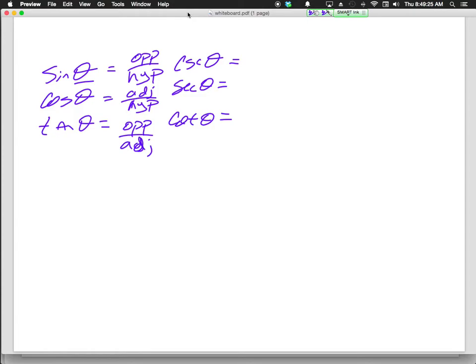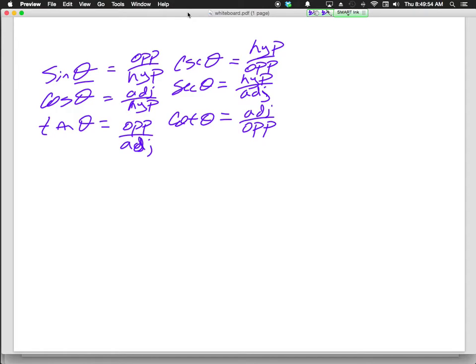And then what did we say the 3 on the right were? Reciprocals. So that means I've got to have hypotenuse over opposite. I've got to have hypotenuse over adjacent. And I've got to have adjacent over opposite. So, those are my 6 trig functions.